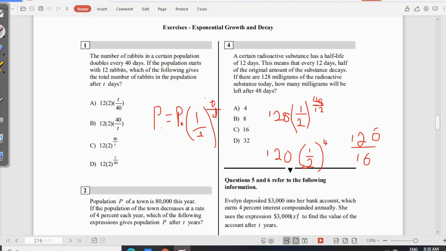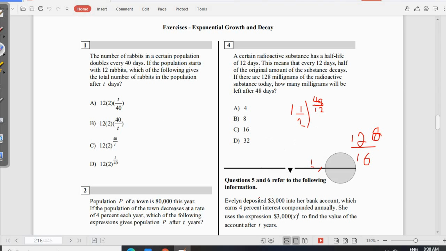So 128 divided by 8, not 20. 128 divided by 16, and that will give you 8. So your answer is 8 here. All right, let's go to the next one. I hope you understand what we're doing here. I hope you really understand it.